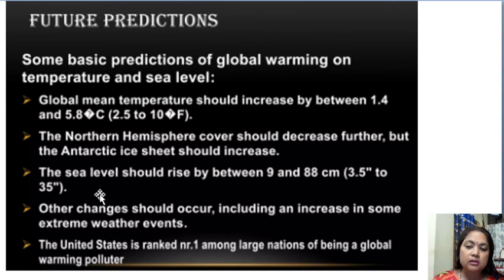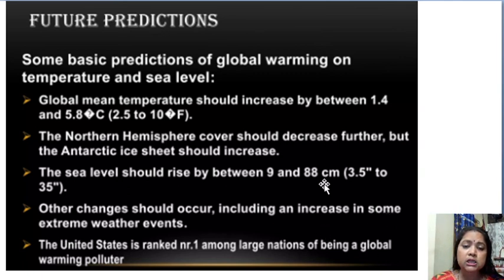Okay. And think that if sea level rises 9 to 88 centimeters, it will submerge coastal areas like Mumbai, Goa. Okay. So all the coastal cities will be submerged. Then other changes should occur, including an increase in some extreme weather events. For example, sudden cyclonic effects will be marked. Then other activities will also be there.